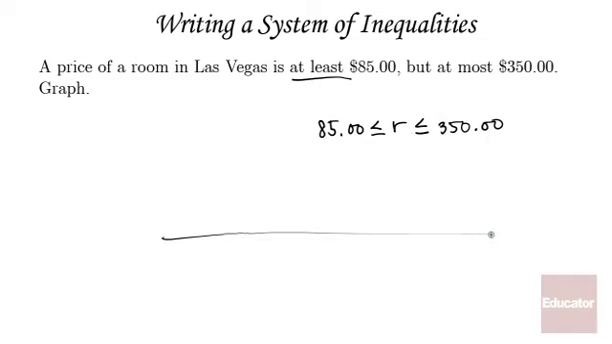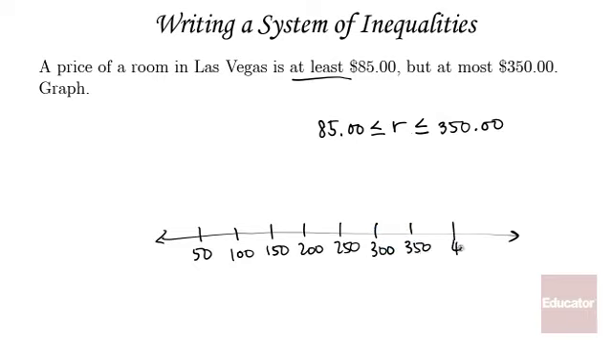So to graph this, I'm going to graph by 50s. 50, 100, 150, 200, 250, 300, 350, and 400. All right, so my lowest value is at 85. You'll have to estimate that on your graph about here. And I'm going to color in my circle this time because it can equal $85. And then my largest value is at $350, which I'm also going to color in because the room could be $350. And then the rates can be anywhere in between. So I'm going to color in everything in between.